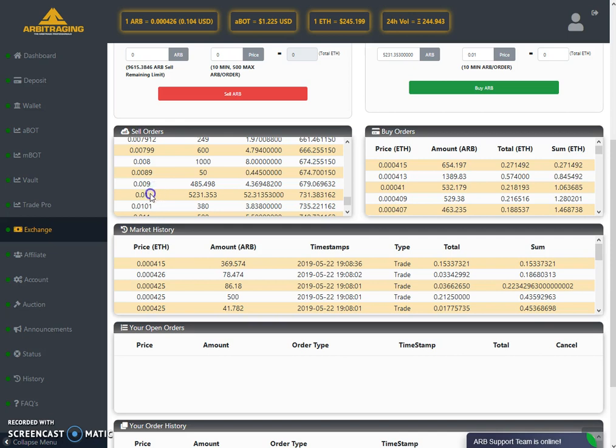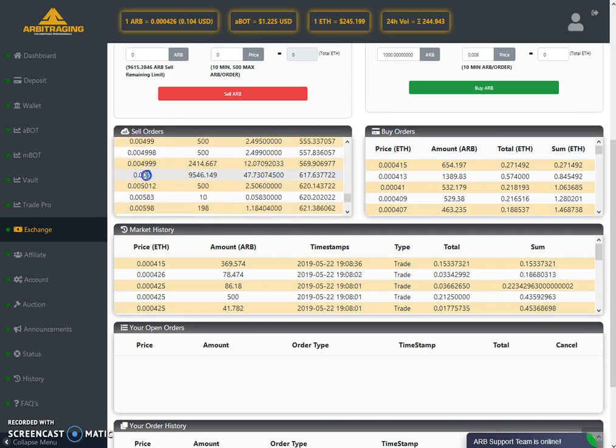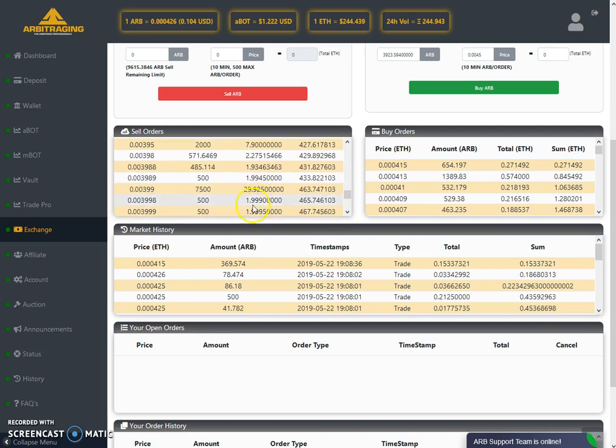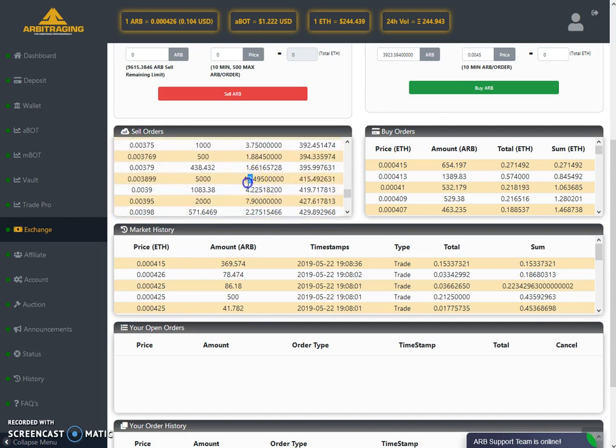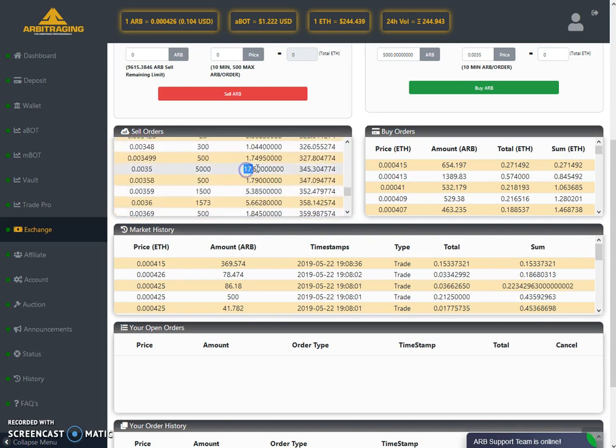But at every round figure, like 0.01, 0.009, 0.008, we have big walls. As you can see, 4 Ethereum, 8 Ethereum, not at these levels, but from 0.005 downwards, on every round figure we have big walls, like 47, 12, 17, 25, 29, 19, and here it is 21, 17 here.